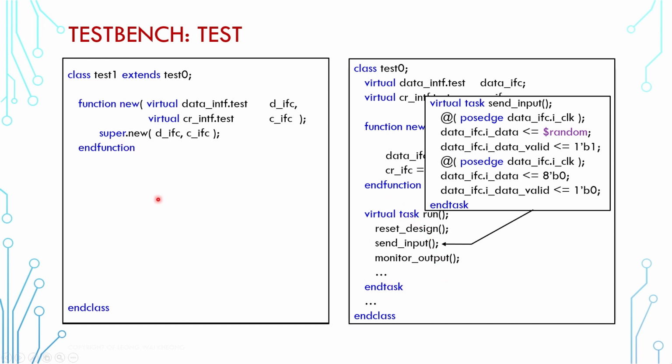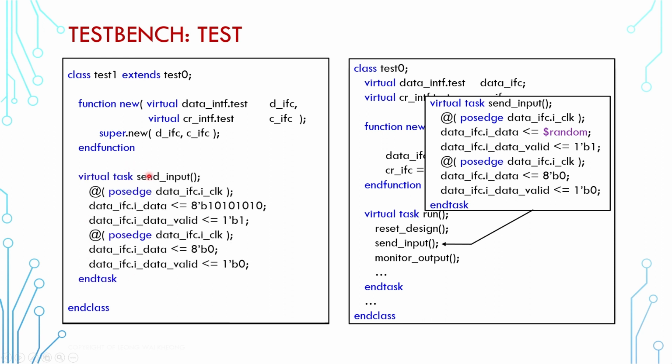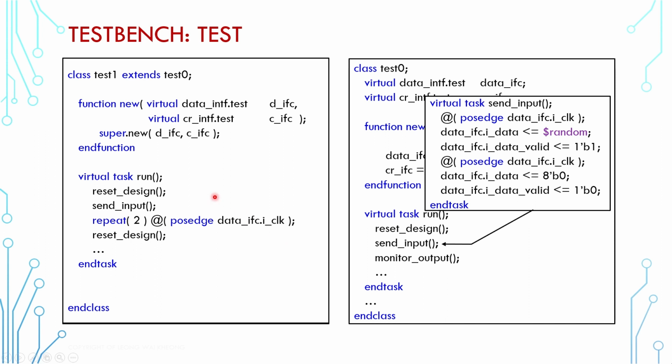But say we want to make some modification. We want to send a specific data instead of sending a random one. We can override the send input task. If we call run now, it will call reset design and then call this overridden send input and then monitor output. Or say if we want to reset while a conversion is ongoing, we can override the run task like this, where we reset the design and then send input, and 2 clocks later we reset the design again.